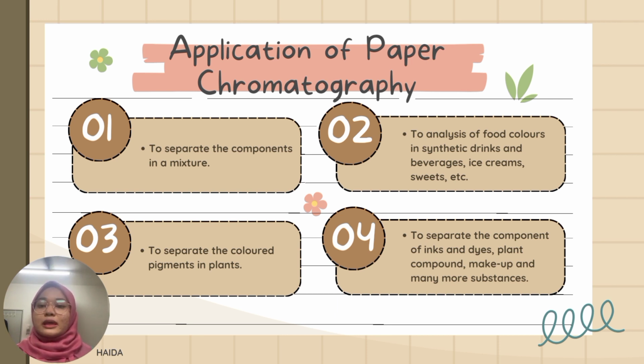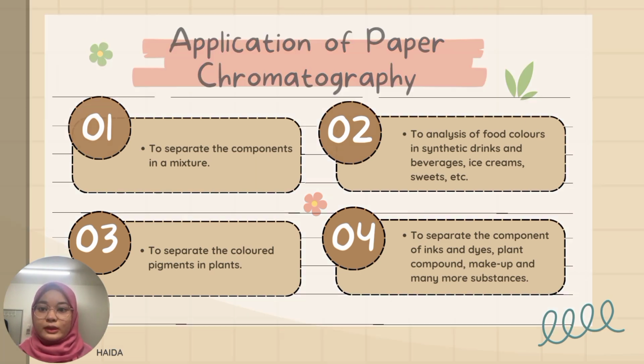Second, to analyze food color in synthetic drinks, beverages, ice cream and sweets. Third, to separate the color pigments in plants. And fourth, to separate the components of ink and dyes, plant compounds and many more substrates. In this video, the application of paper chromatography that we will focus on is to separate food dyes.